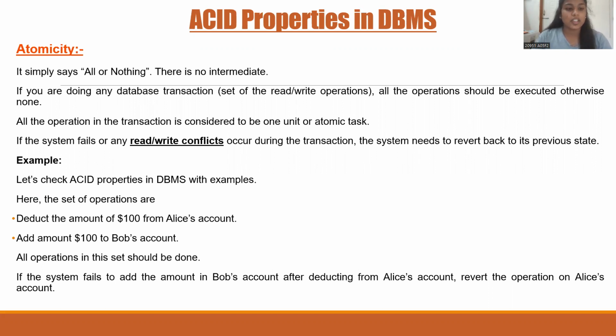Here, the set of operations are: deduct the amount of $100 from Elias's account, add the amount of $100 to Bob's account. All operations in the set should be done. If the system fails to add the amount in Bob's account while deducting from Elias's account, revert the operation on Elias's account.